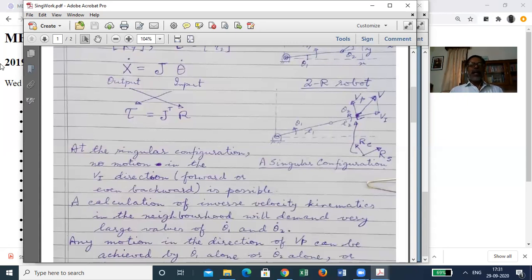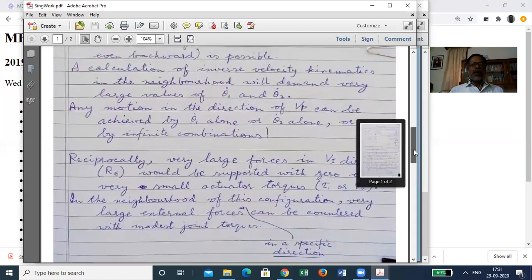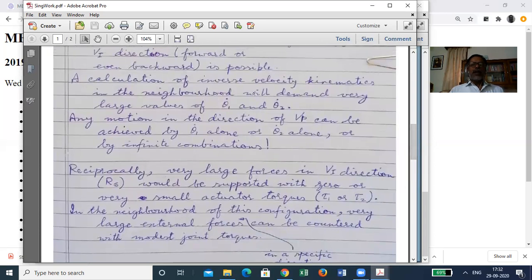And that is why any motion in the direction of Vp can be achieved by theta 1 dot alone or theta 2 dot alone, but not in the direction of Vi. Okay. So in this neighborhood, somewhere else also, points in the neighborhood or points in the theta 1 theta 2 neighborhood will give you, in the inverse velocity kinematics, enormous demanded velocities at the joints, which is impossible. Okay.